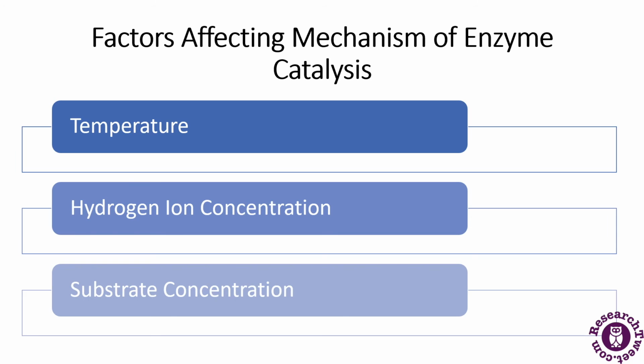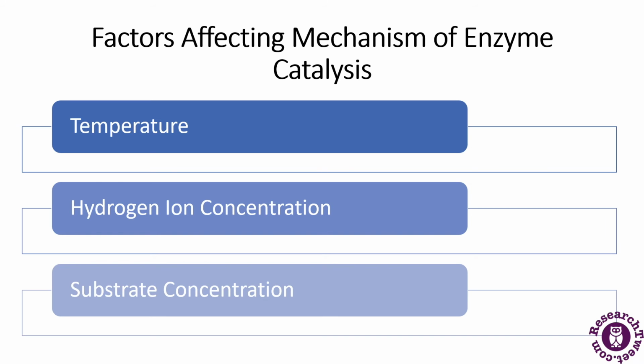Next is the factors that affect the mechanism of enzymes. There are three factors that are responsible for affecting the mechanism of enzyme catalysis. First is temperature, second is hydrogen ion concentration, and the third is the substrate concentration. So in temperature, what is happening?